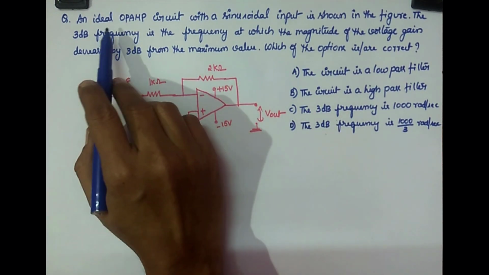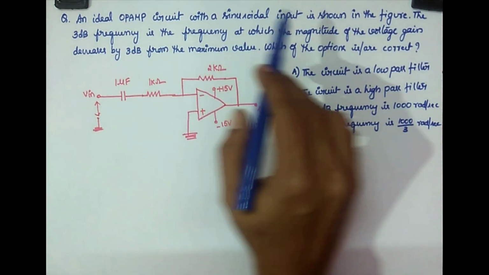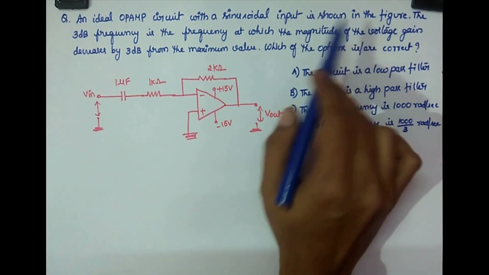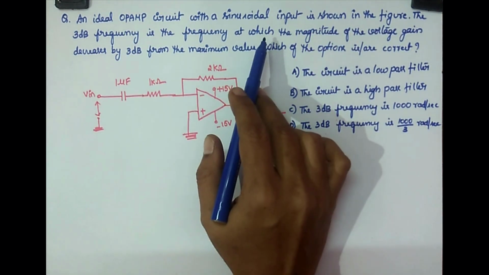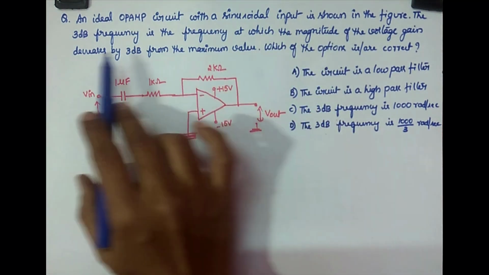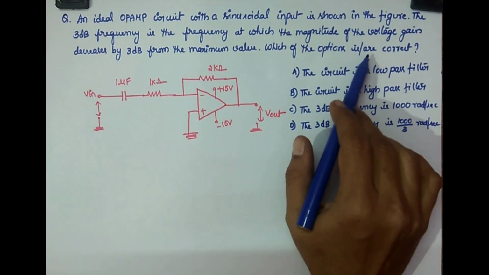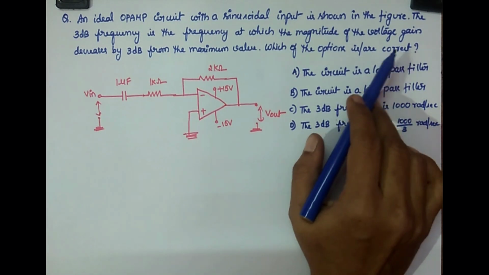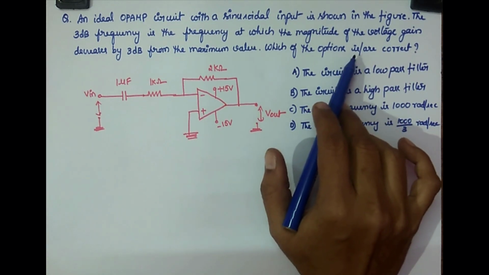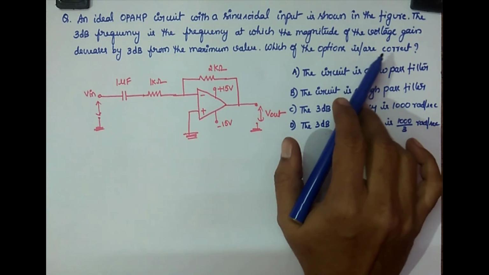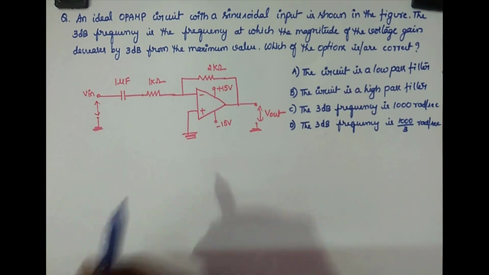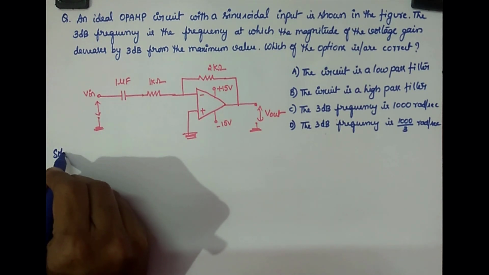Today's GATE question: an ideal op-amp circuit with a sinusoidal input is shown in the figure. The 3 dB frequency is the frequency at which the magnitude of the voltage gain decreases by 3 dB from the maximum value. Which of the options is or are correct? As the question asks which of the options is or are correct, it is a multiple select type question. Now let us see the solution.